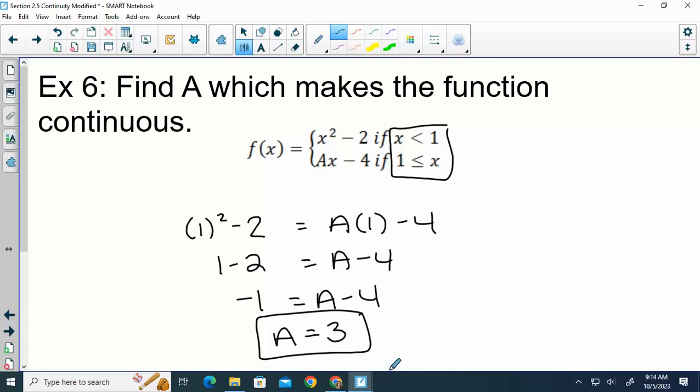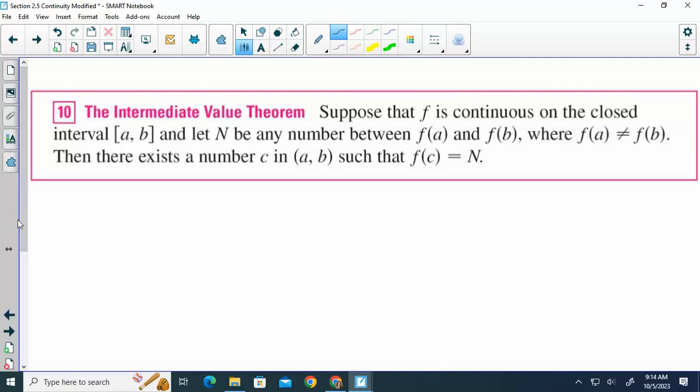One last thing to talk about is the intermediate value theorem. This is something you had in Algebra 2. We did it in college algebra. And we always said we were dealing with polynomials when we looked at it.